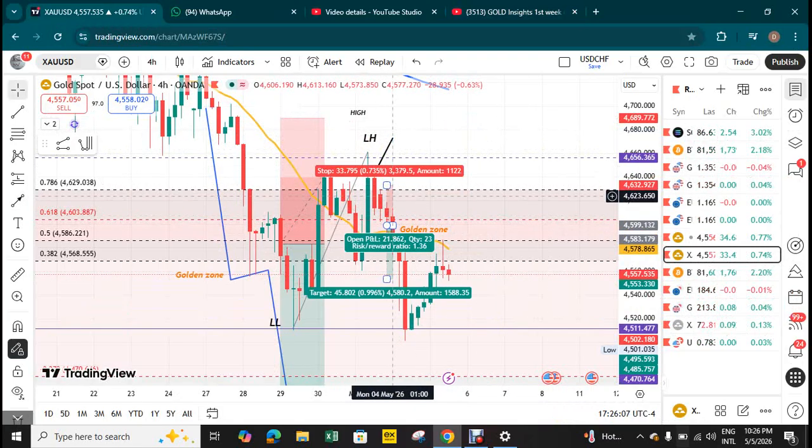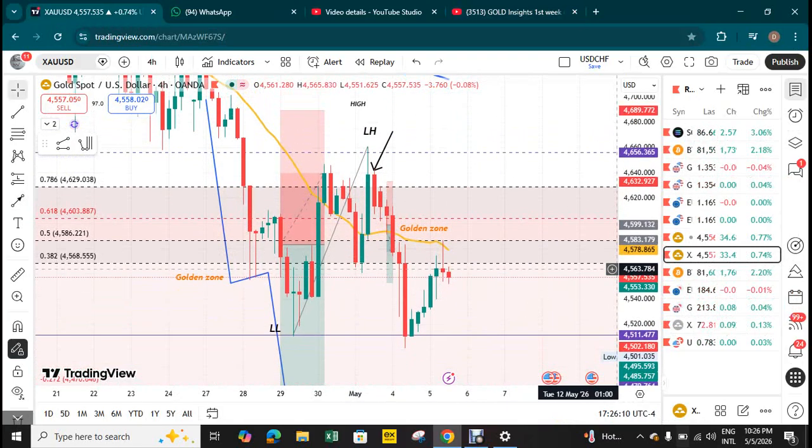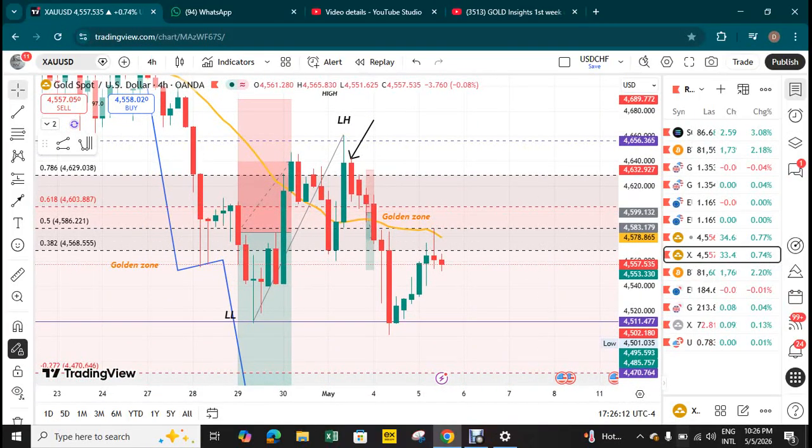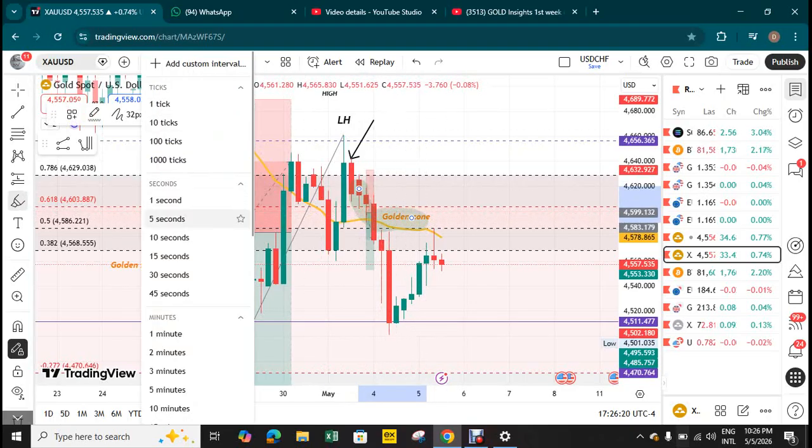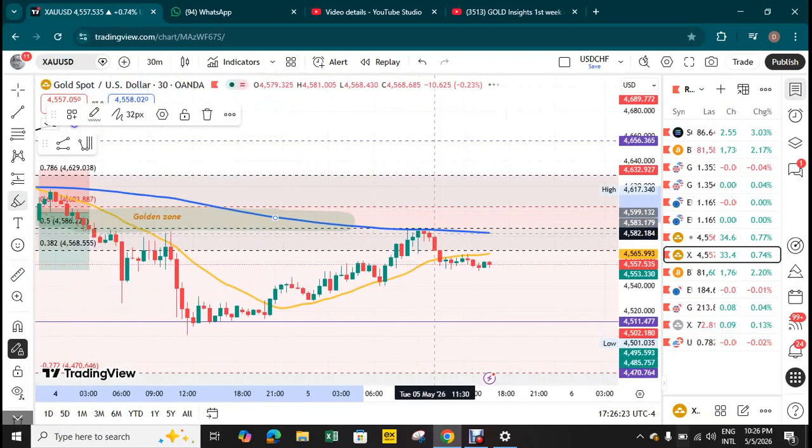Now the market session opened, and what did we see? We saw price come towards the downside into the golden zone, and what happened? We saw our criteria checked as well. I'm going to go to the 30 minutes time frame so we can see the criteria as I explained.